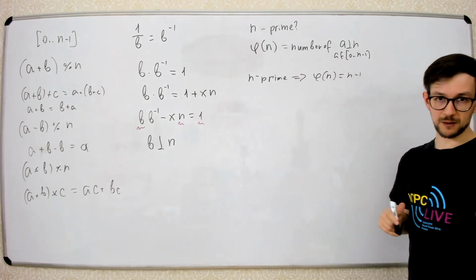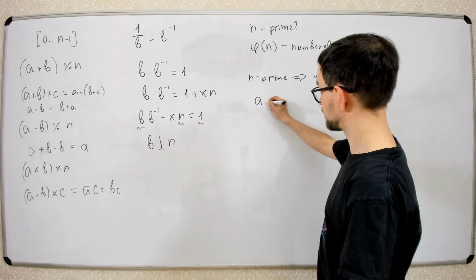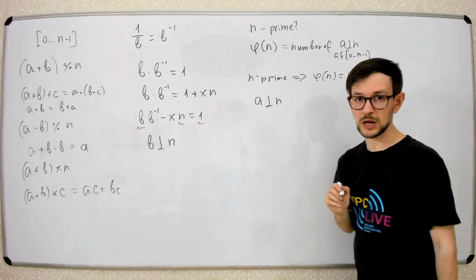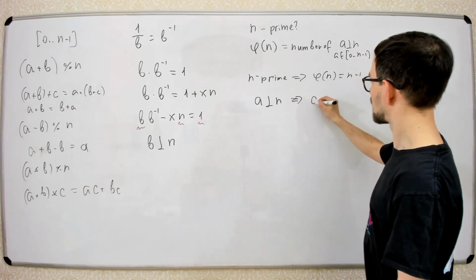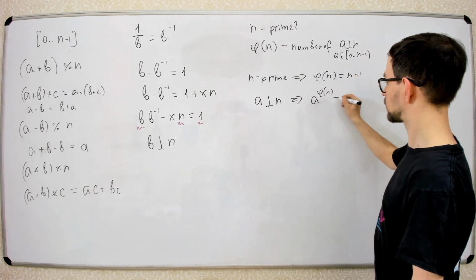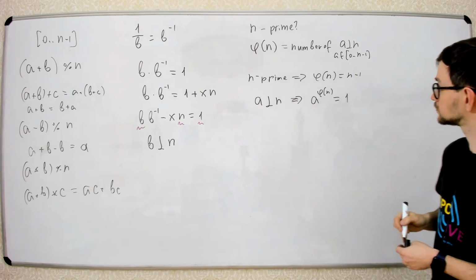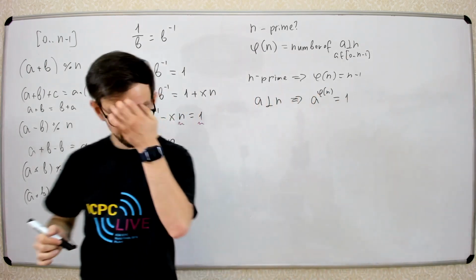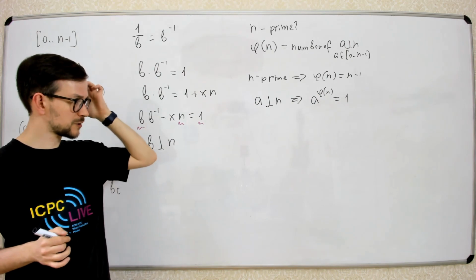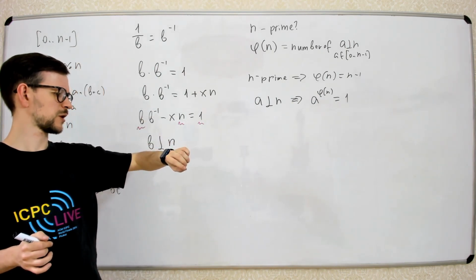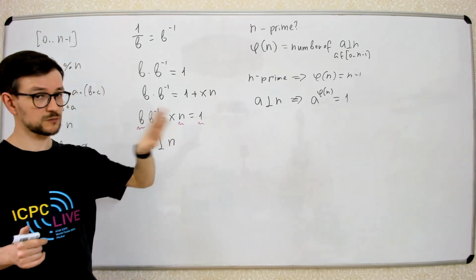If you take any number a coprime with n, and put it to the power phi of n, you will get 1. Very simple theorem. Let's prove it actually. We have time. Yes, we have time. So let's prove this theorem.